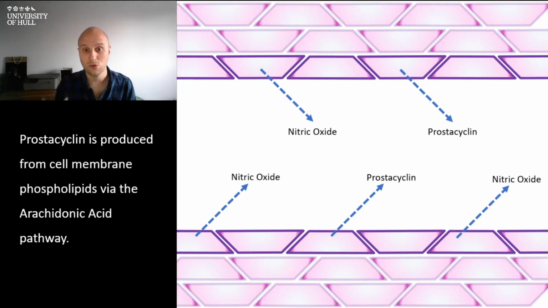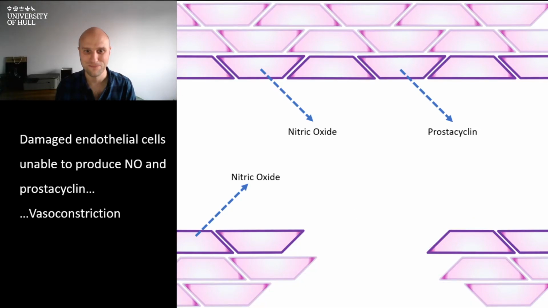Now, it's important to note, especially when we're considering different drugs that we might use to prevent clotting, that prostacyclin is produced from the cell membrane, from phospholipids in the cell membrane, via something called the arachidonic acid pathway, and that will become more pertinent and more interesting to you when you begin to think about drugs that act upon the coagulation cascade. I shall say no more about it now.